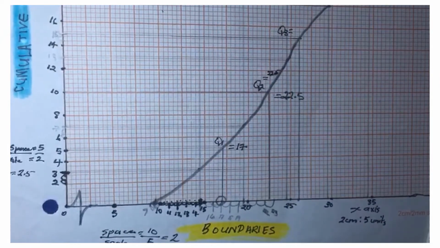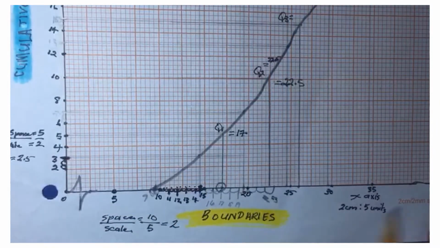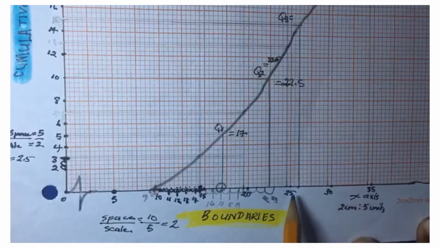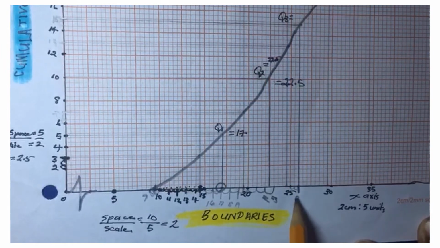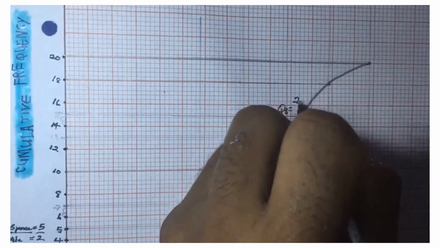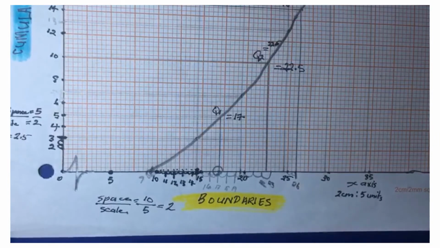So remember now, reading my scale. Every 2 on the x-axis gives me 1 unit. So from the 25, 1, 2, give me 1 extra unit, which is 26. So my Q3 value is going to be 26. I'm going to put it in here. See that? 26. Right there.